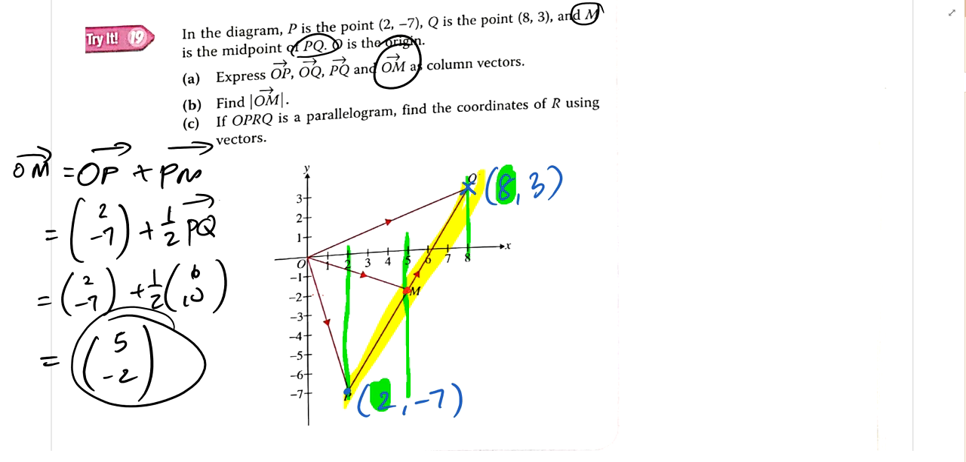3 plus negative 7, then divided by 2, right? Although it is a negative 7, we are effectively finding the average. So 3 minus 7 is negative 4, divided by 2, negative 2. This value over here. So 5, negative 2. Can? Okay, now part B. Magnitude of OM. What is the magnitude of OM?